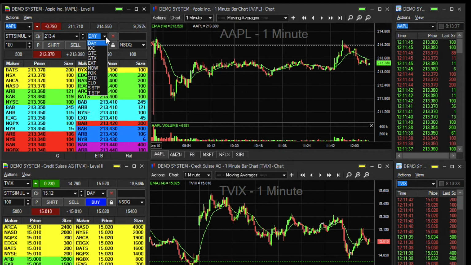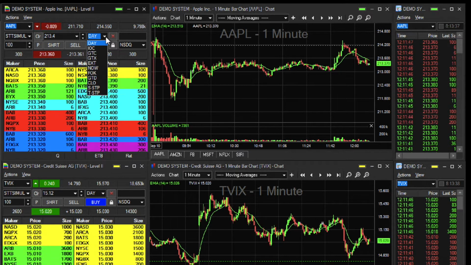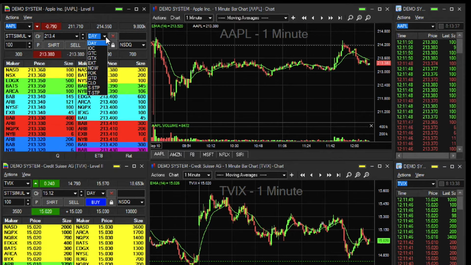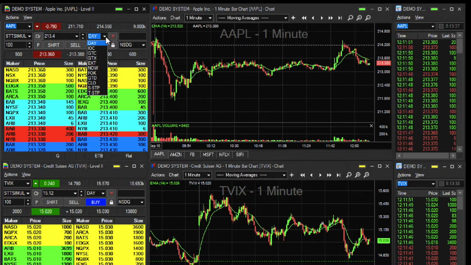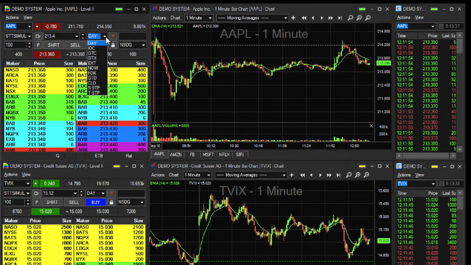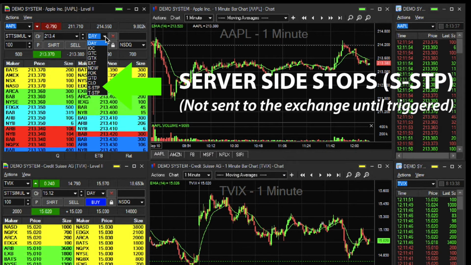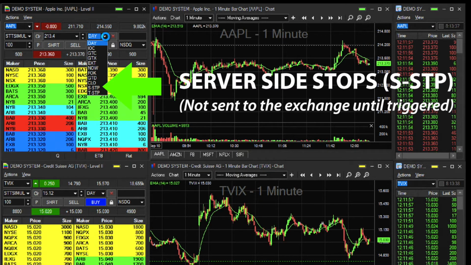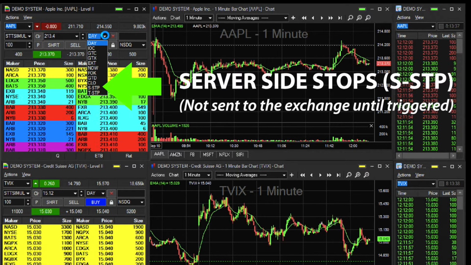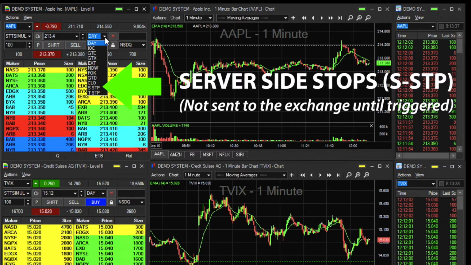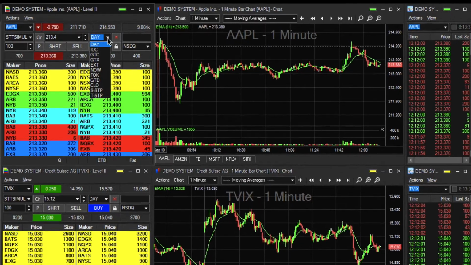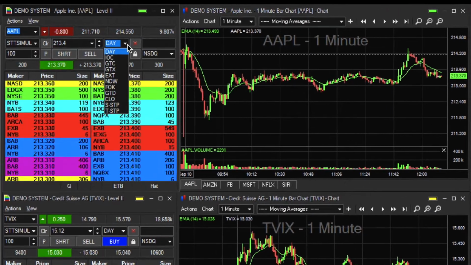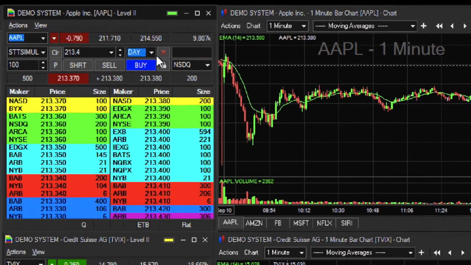Sterling supports both native and server-side stops. A native stop order is sent directly to an exchange when the order is placed. Server-side stops are managed by the server or platform and are not sent to the exchange until triggered. Most traders use server-side stops since not all exchanges support native stops.